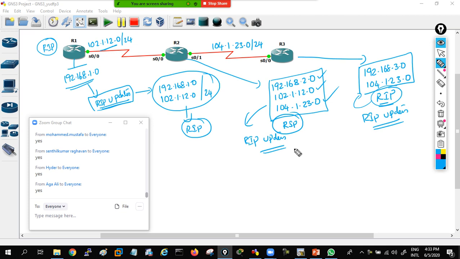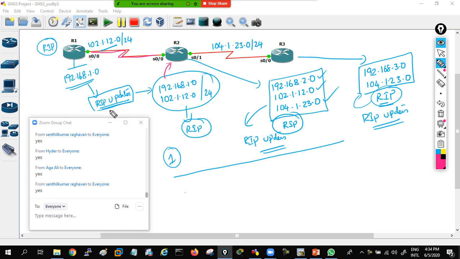Now how is this RIP going to work? Guys, up to here is clear. The first point is that you need to advertise your own networks into the RIP protocol. Everybody is clear? Senthil, are you clear? Perfect. Now the next step: R1 will send its updates through this link. Why? This link is connected to R2, so it will send its updates to R2.